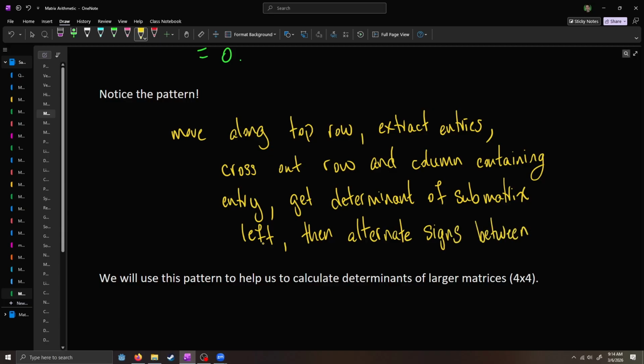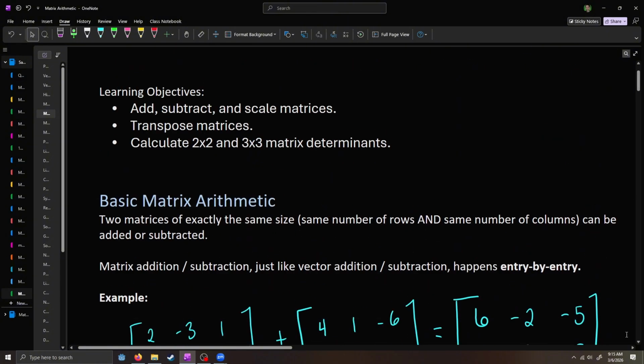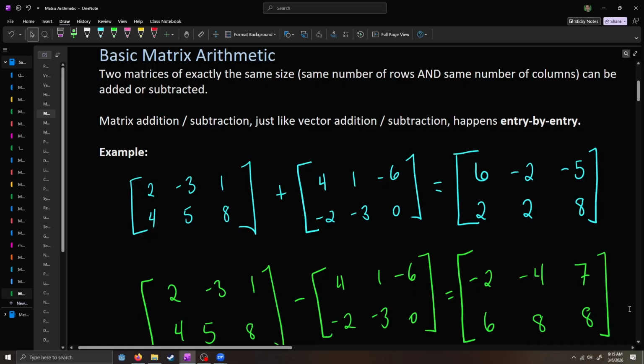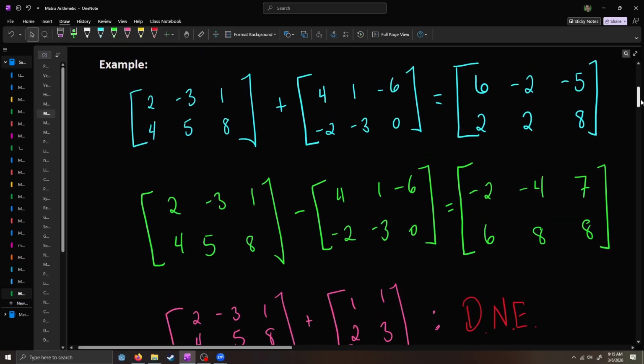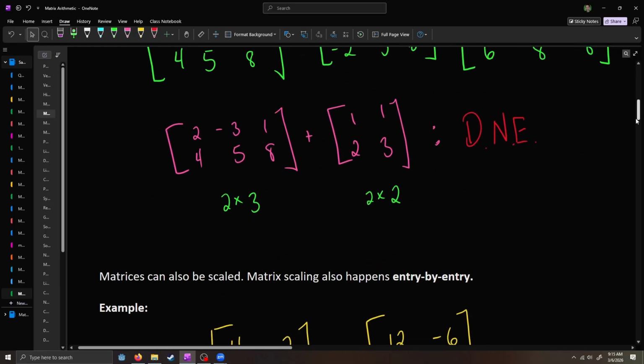Toward the middle of the course, lesson like maybe 15 or 16, we will use this generalized process to find determinants of larger matrices. So that concludes this lesson talking about arithmetic of matrices. We have in this lesson focused on matrix addition, matrix subtraction, matrix transpose, and some simple small determinants. You can add, subtract, and scale matrices entry by entry. But if you're going to add matrices together or subtract them, they have to have exactly the same shape and size. They cannot have mismatched sizes.